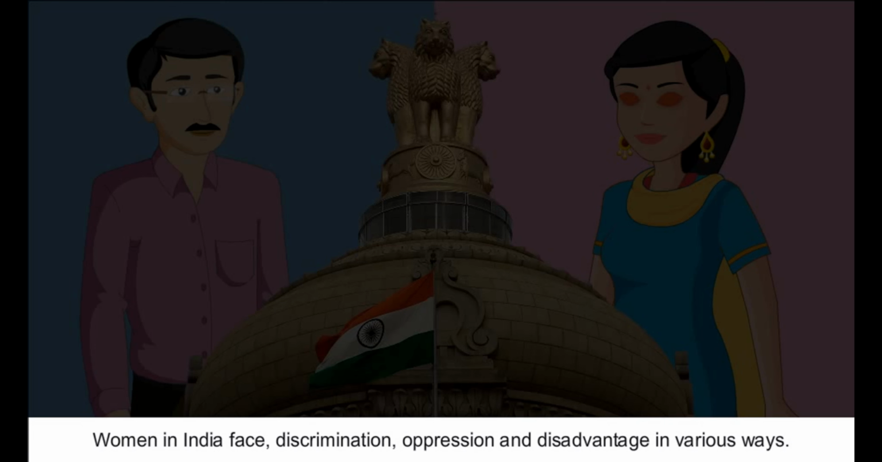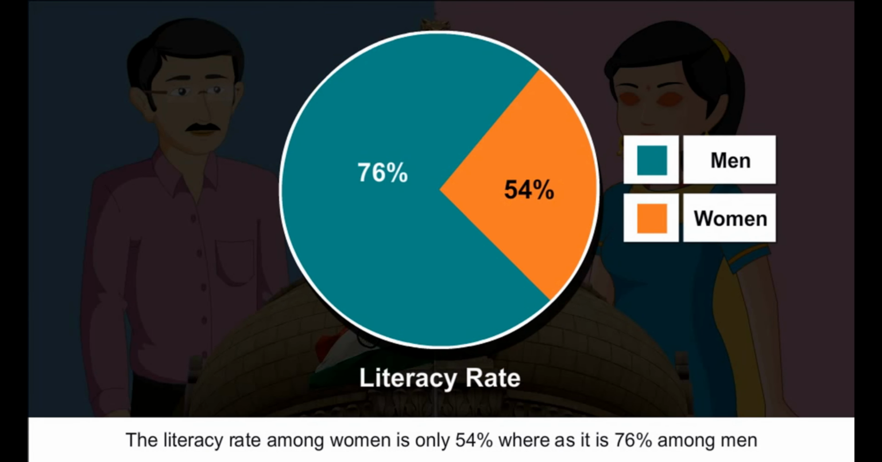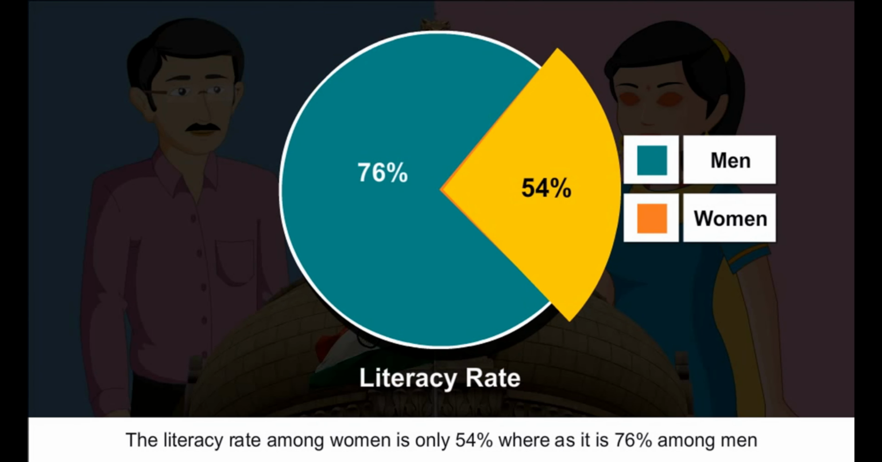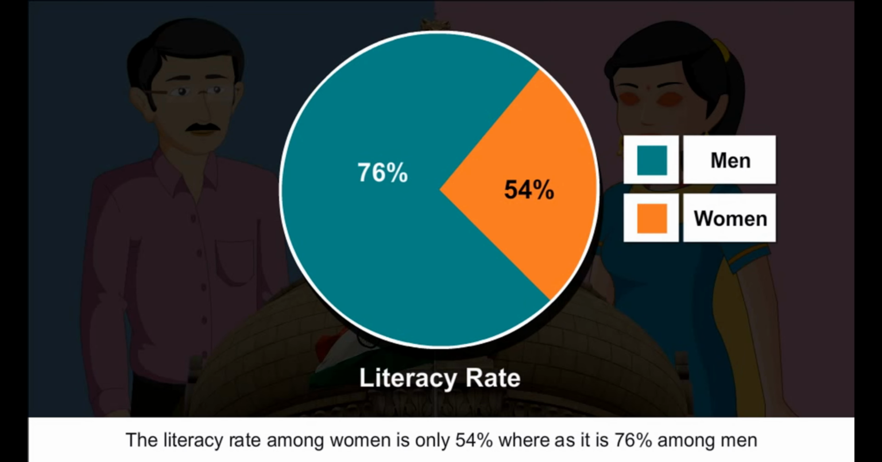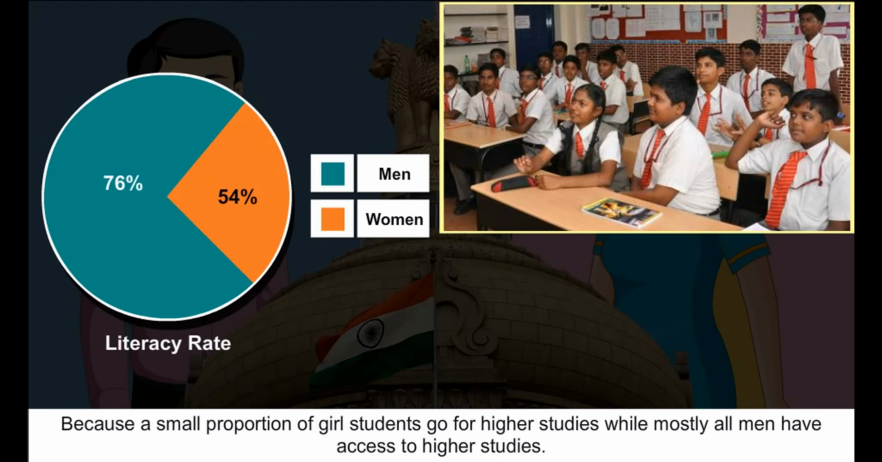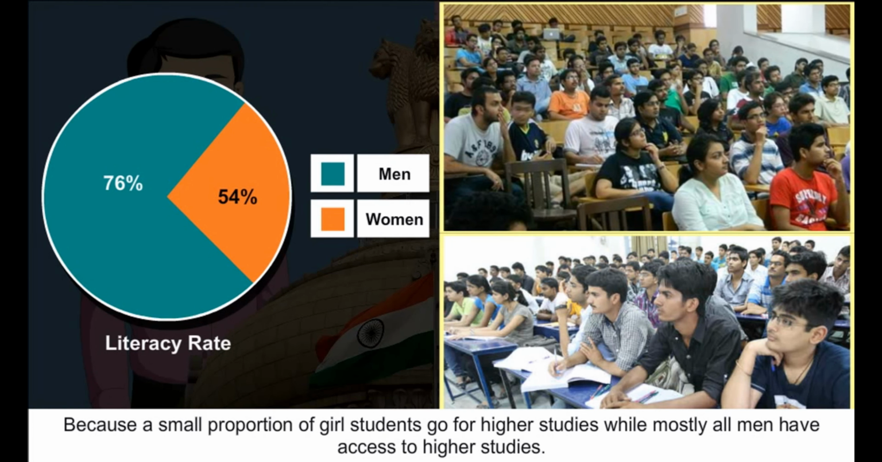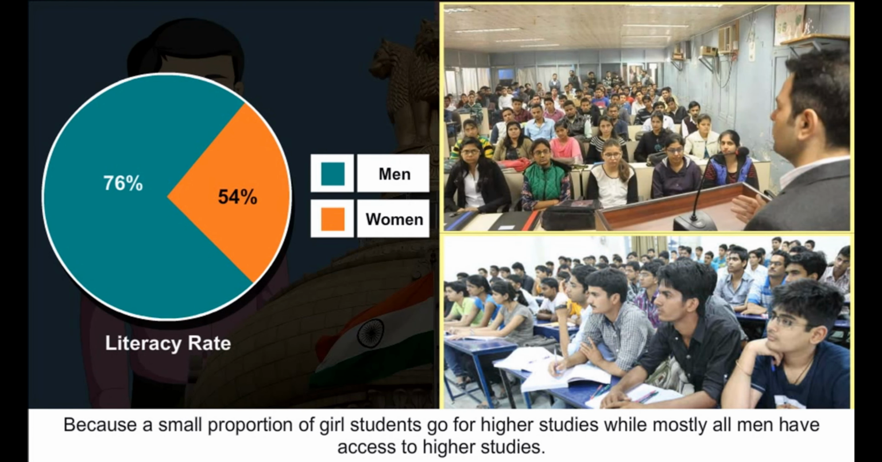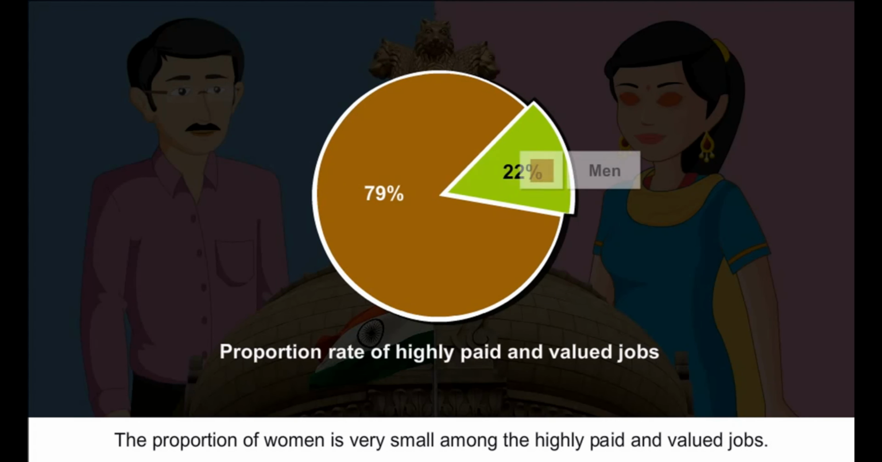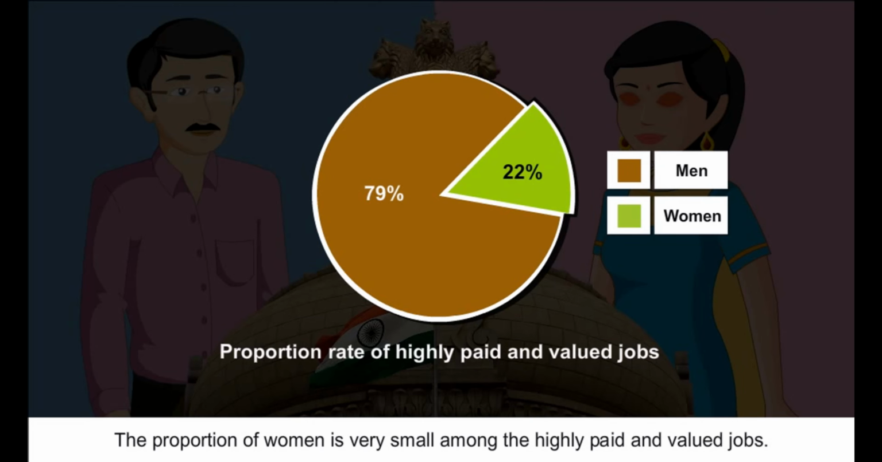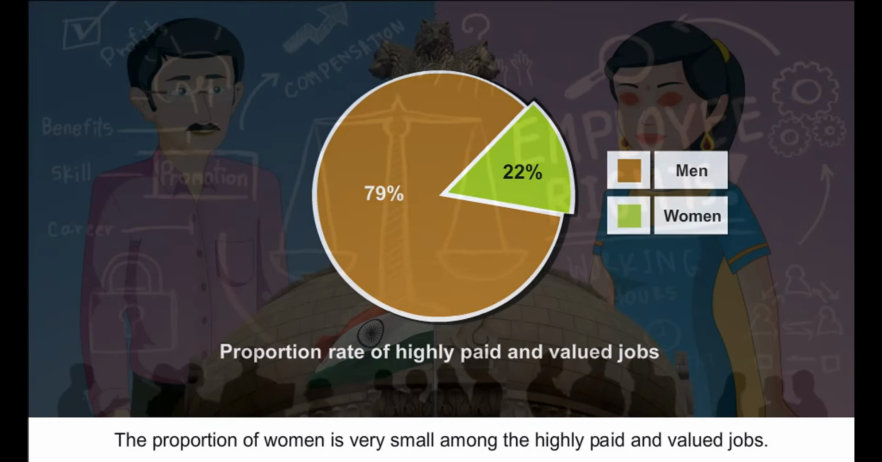For example, the literacy rate among women is only 54%, whereas it is 76% among men, because a small portion of girl students go for higher studies, while mostly all men have access to higher studies. The proportion of women is very small among the highly paid and valued jobs.